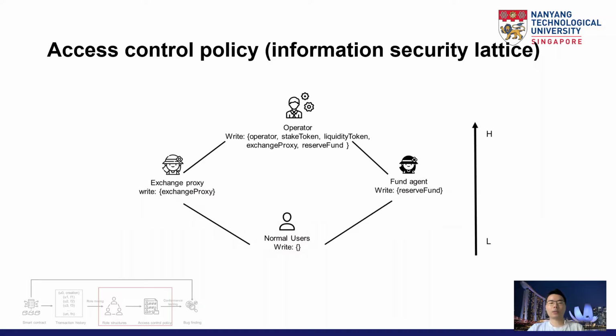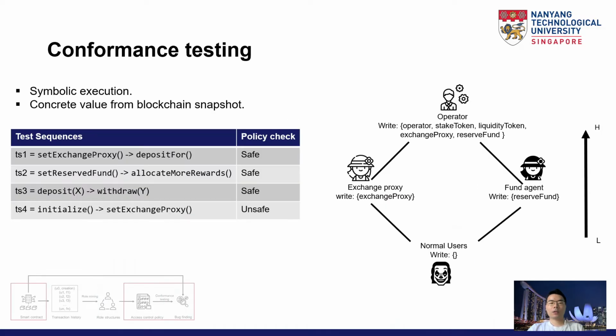With the access control policy, we can then check the smart contract implementation to see if there's a permission bug. Our conformance testing will use the existing symbolic execution engine provided by Manticore. We extend it by the integration of concrete values from the blockchain snapshot, such as the latest state variable values. Based on control dependency analysis of smart contract functions, we generate 4 test sequences. Each test sequence consists of 2 function calls. We assume the attacker is a normal user. Any violation against the information security lattice would make the access control policy unsafe.